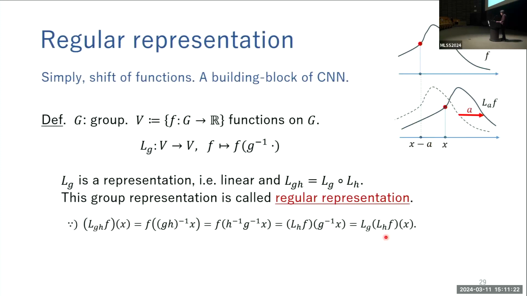Okay. So this is another type of representation, which is very useful or important in defining a convolutional neural network. This is called a regular representation. The name may sound fancy, but this is simply the shift of function. This is called a regular representation in group theory.